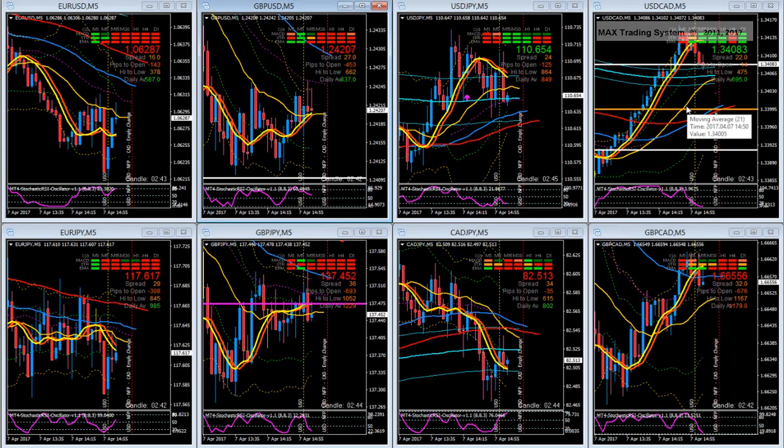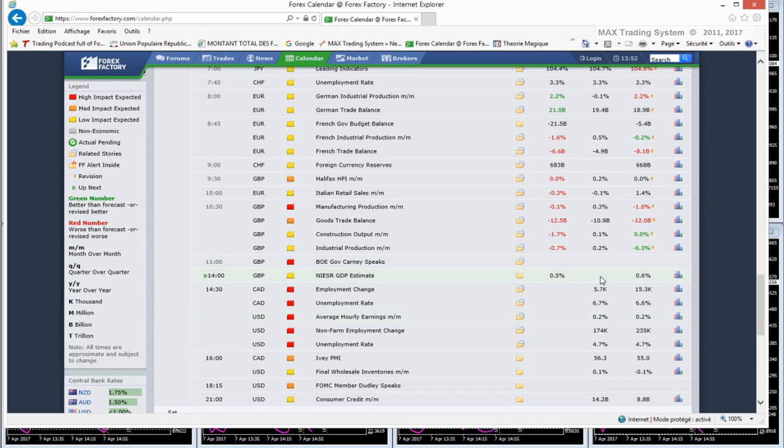If the numbers are positive, on the contrary, positive enough, we should see the USD/CAD and the pound/CAD moving down very quickly. So it depends on the news release. And then we have the more important one, with the non-farm payroll and the unemployment rate.